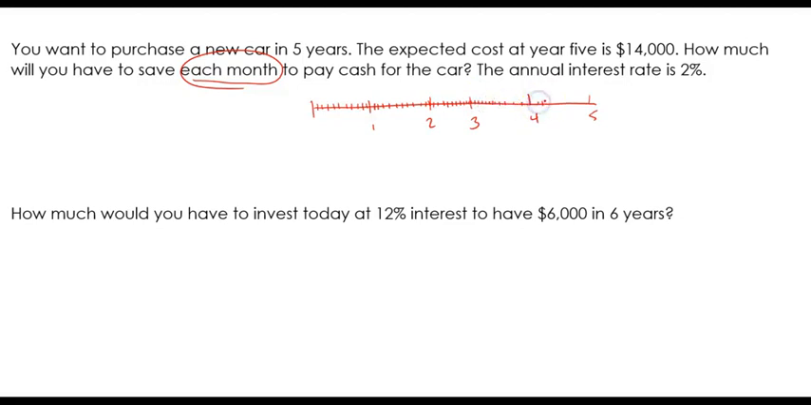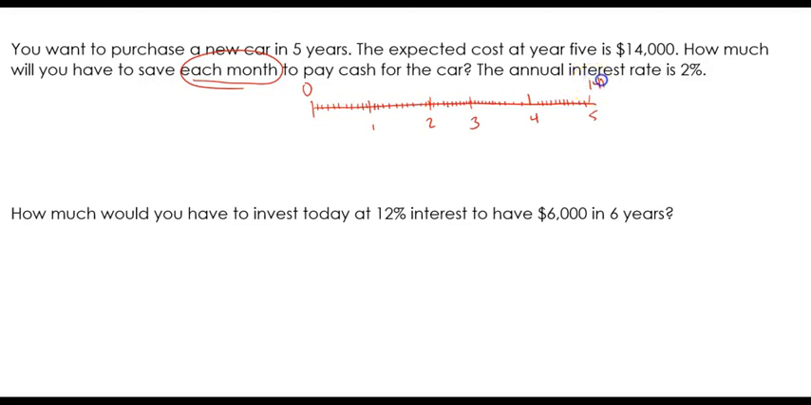I didn't draw my lines very uniform. So there we go. We have 12-month periods into each one of these. What do we have in the account today? We have nothing. We haven't started saving yet. How much do we need to have?